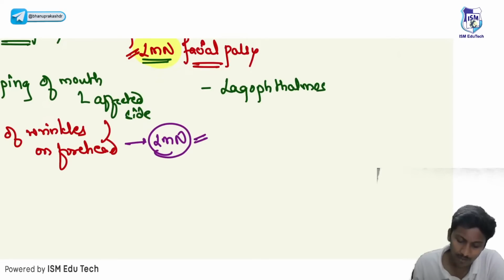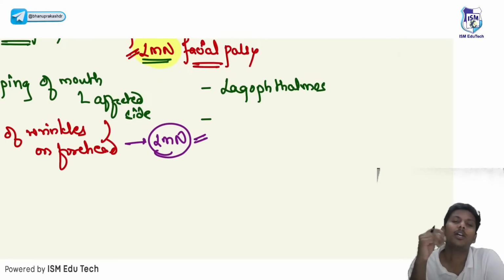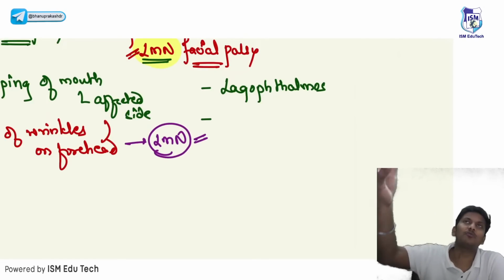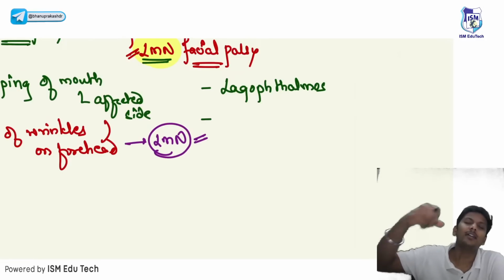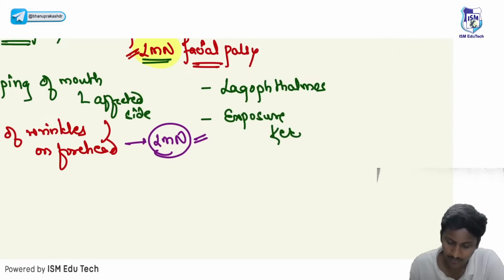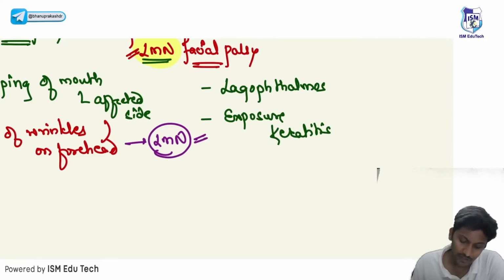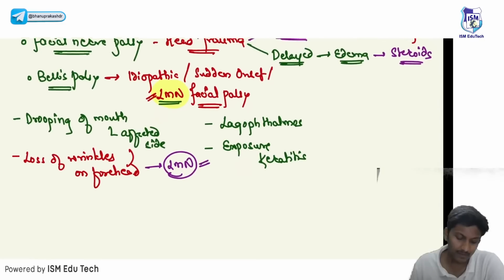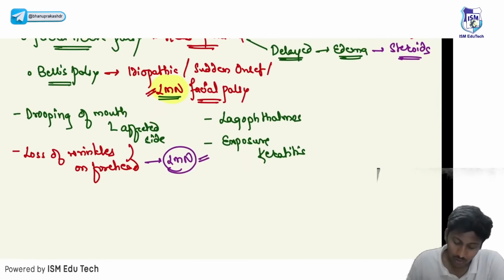Due to this lagophthalmos, you can see some part of the eye will be constantly exposed to the external environment. Therefore, all the debris from the external environment can cause inflammation of the cornea, and that is what is called exposure keratitis. The patient will have exposure keratitis as well. Okay? All of these features will be there in a patient of facial nerve palsy or Bell's palsy. No issues with this.